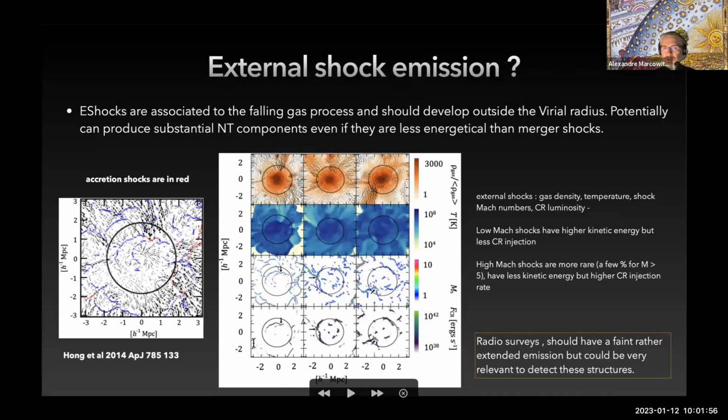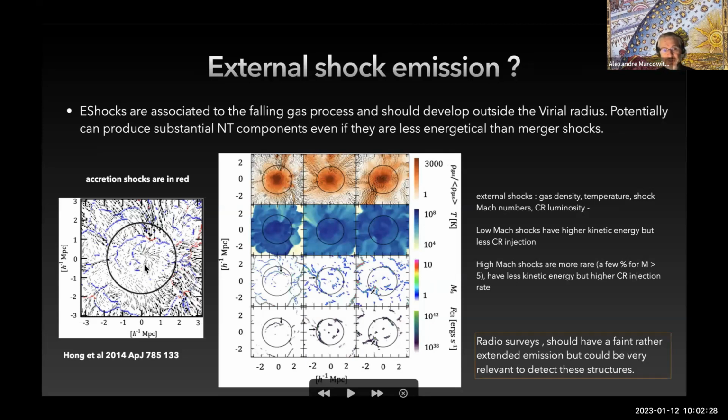I just want to mention an important aspect, which is external shocks, because I mentioned that external shocks are stronger, but they are not really detected at radio, to my knowledge. I may be wrong, but it would be really interesting to detect them, because this is where we think that maybe the highest energy cosmic rays can be produced, and the point is that these shocks are found in simulations.